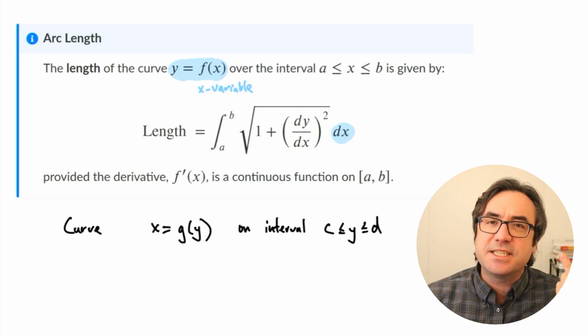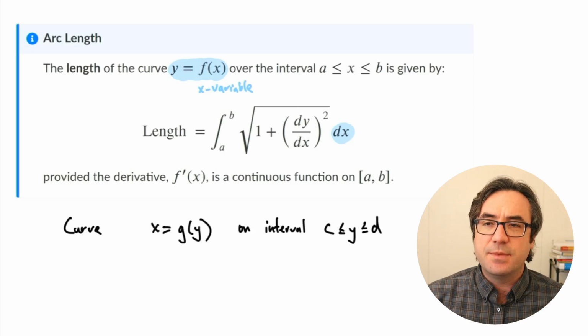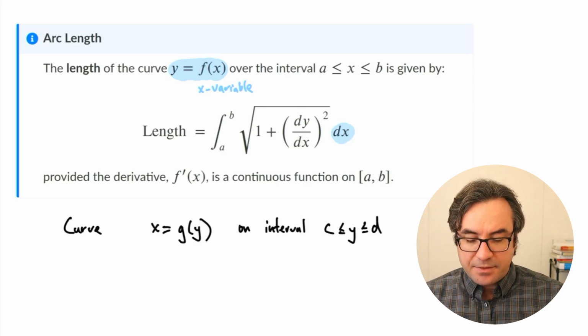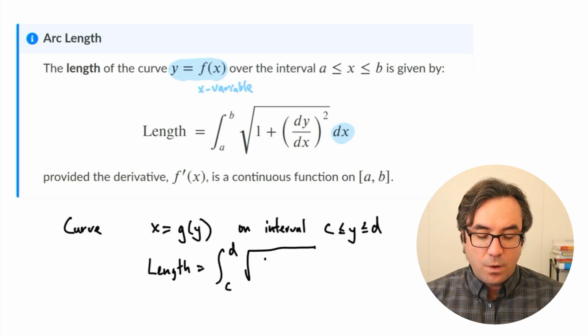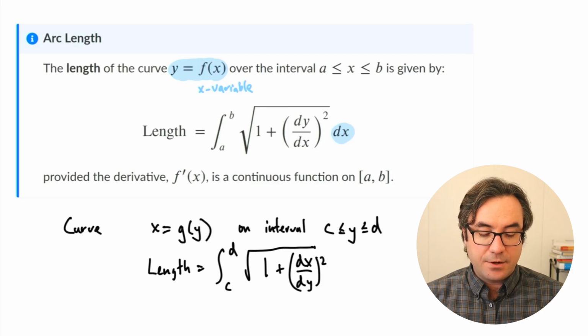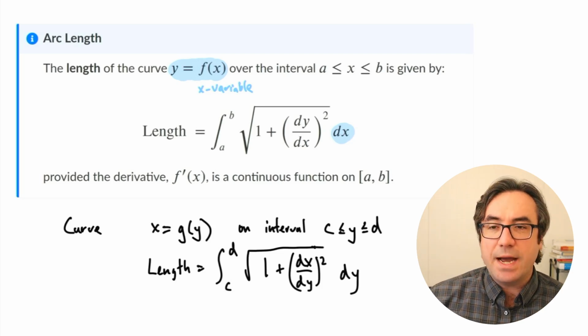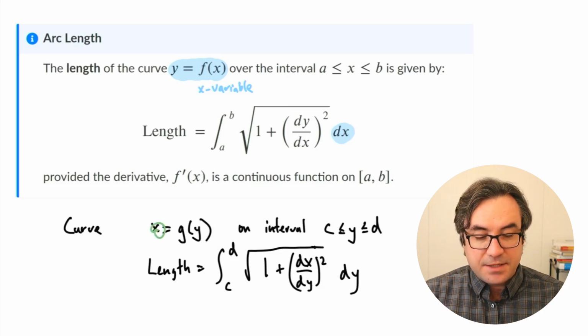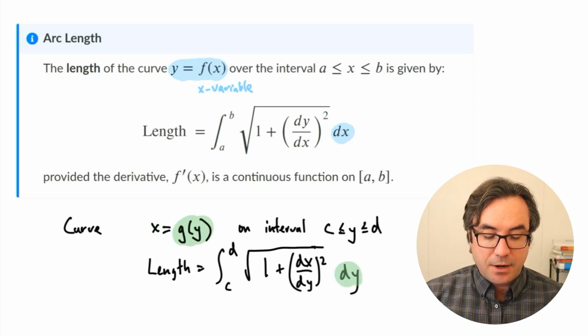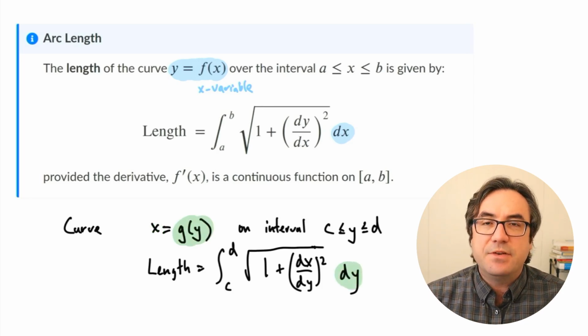So again, we're just looking at a section of our curve here over some interval. Well, then the length in that case is going to be the integral from c to d of the square root of 1 plus the derivative of x with respect to y squared, and then dy at the end. So again, we just got to pay attention. If y is the main variable of our function, when we set up our integral, we should have a dy at the end.